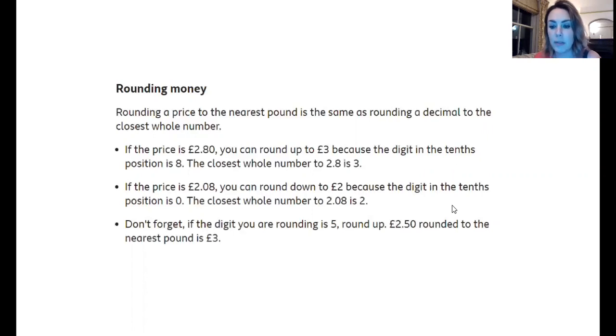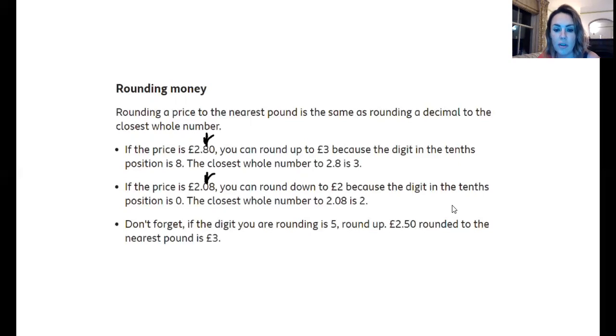Let's have a think now about rounding money. Rounding a price to the nearest pound is the same as rounding a decimal to the closest whole number. If the price is £2.80, you can round it up to £3 because the digit in the tenths position is 8. The closest whole number to 2.8 is 3. If the price is £2 and 8 pence, you can round it down to £2 because the digit in the tenths place is 0. And the closest whole number to 2.08 is 2.